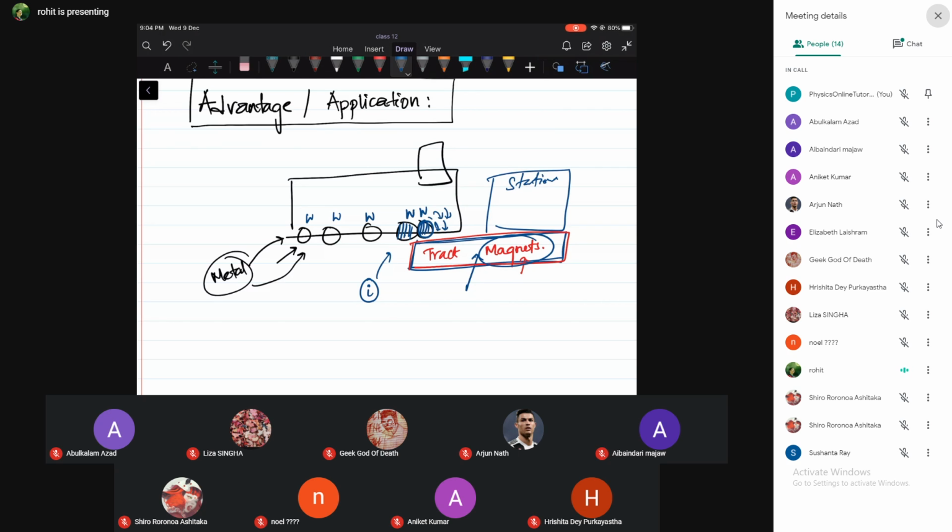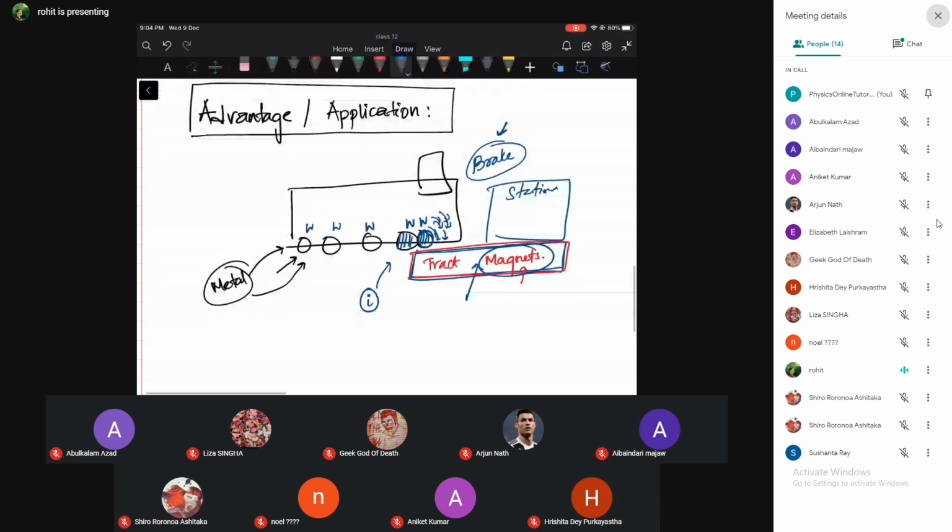Such that the wheels, instead of moving faster and faster, what will happen to them? Please guys tell me now. Will the wheels become faster and faster or slower and slower? Yes, the wheels are going to become slower and slower. That's how you are going to brake the train, or rather make the train brake. I hope you understand my point. So that is what is happening.